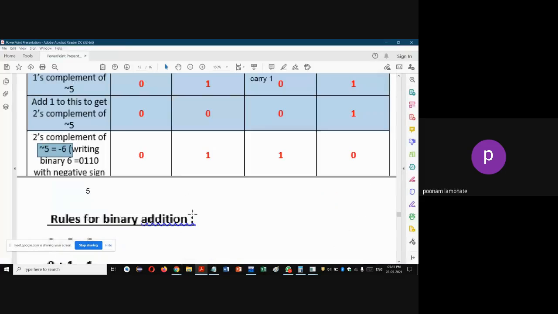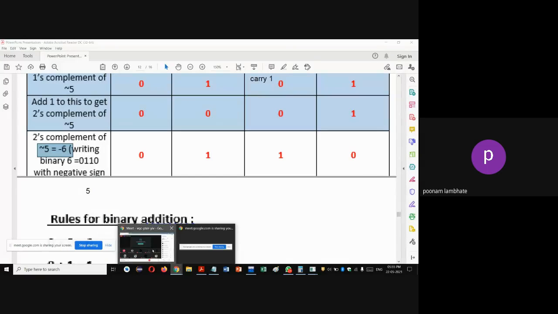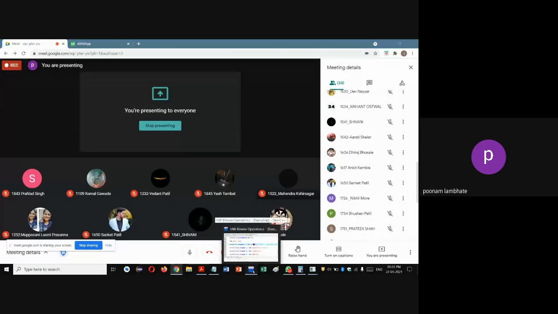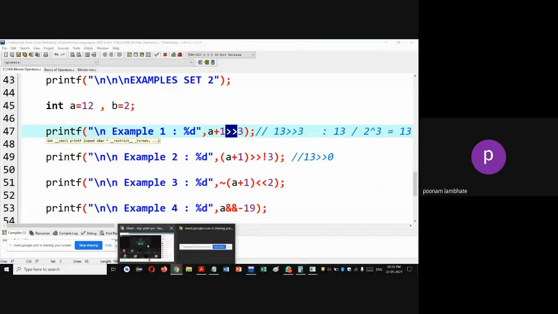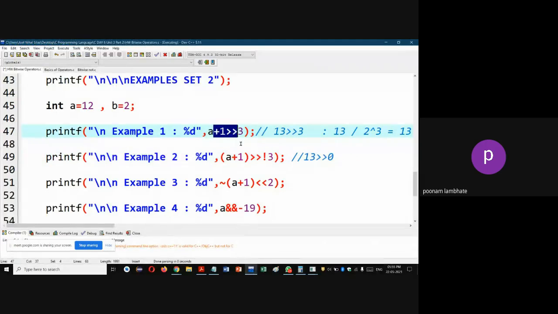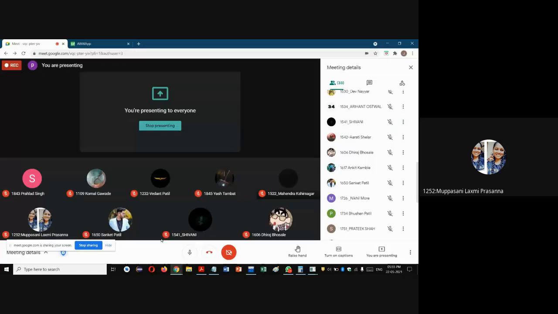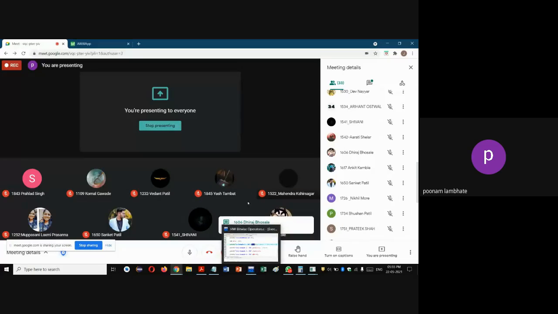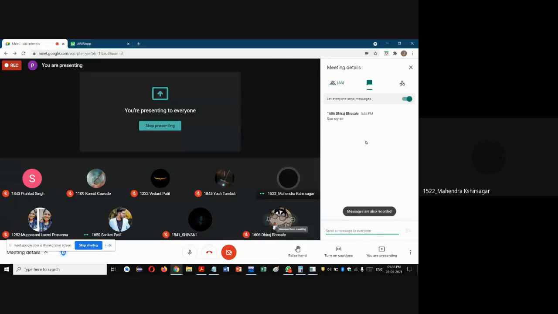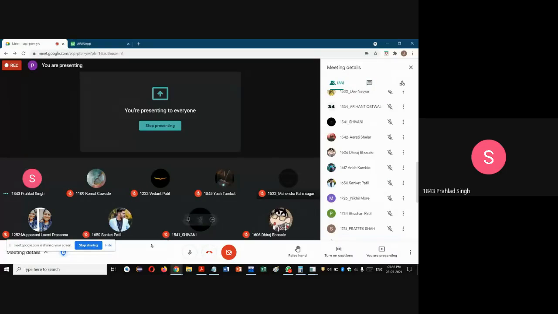I forgot what I was explaining now. Yeah, I was asking you the question: if there is a combination of operators, which one will you evaluate first? How will you decide? Precedence. Yes, precedence.